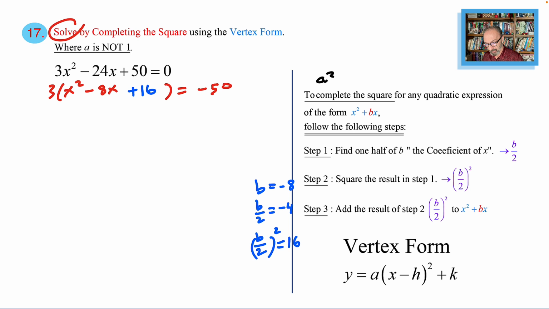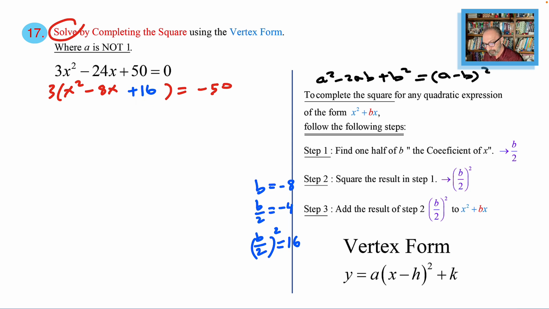The inside part, x squared minus 8x plus 16, is of this type, which is a squared minus 2ab plus b squared. That will give me a minus b to the second. We're using the perfect square trinomial, and that's what we are bringing. We bring 16. In this case, it acts like b squared. This b, not the b that we picked before.